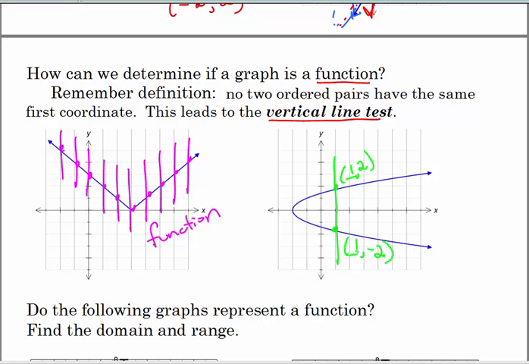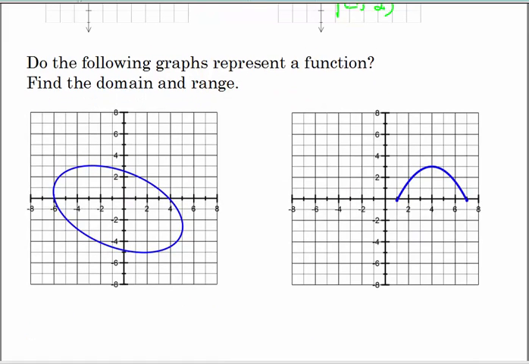So the vertical line test means if it passes through the graph more than one time, then this is not a function. So your job is going to be to look at pictures, look at graphs, and find out, do they represent a function? That's yes or no. And to find the domain and range and write that in interval notation. The easy part is, does it represent a function? You can just do one vertical line test. You could probably do that in your head and say, no, this is not a function. But it still has a domain and range. Remember, that's still a relation, and a relation has a domain and range.